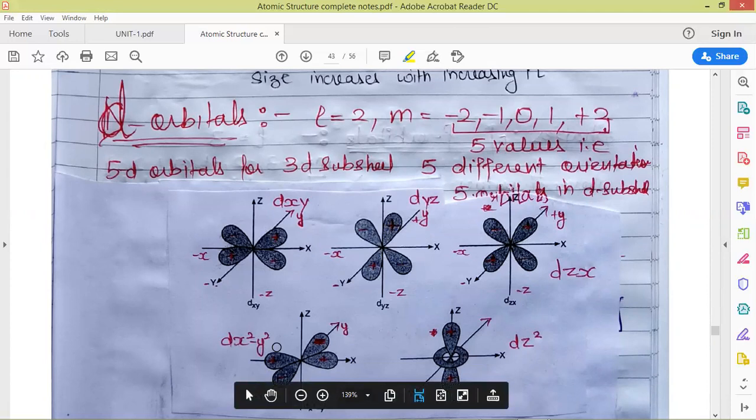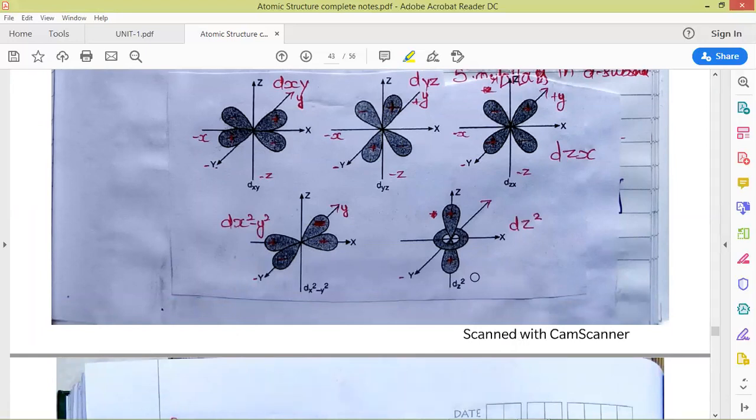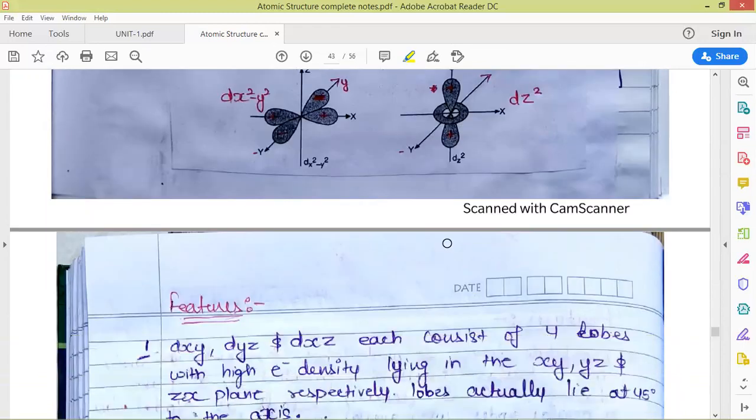And for x square minus y square, the electron density is present along the x-axis and the y-axis. 4 lobes are there. And for dz square orbital, electron density is present along the z-axis, and a spherical ring of high electron density, a high probability region, is present in the xy plane around the single dumbbell of the z-axis.